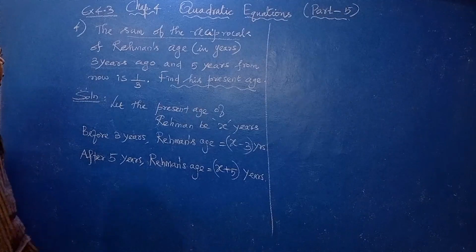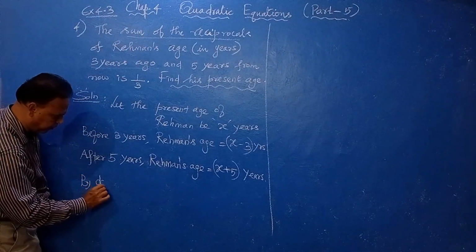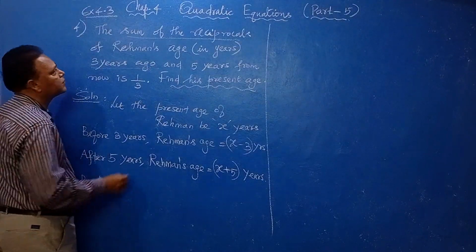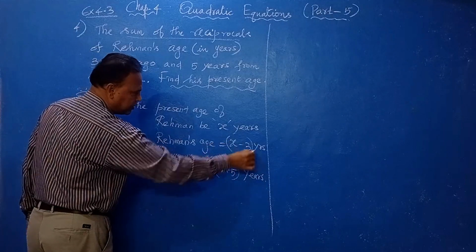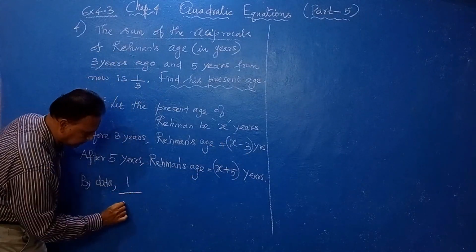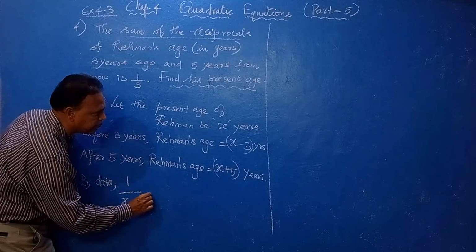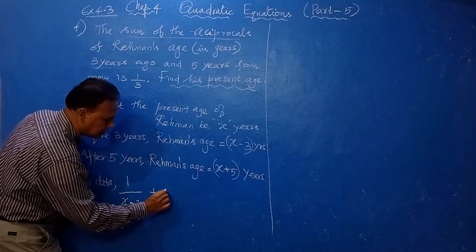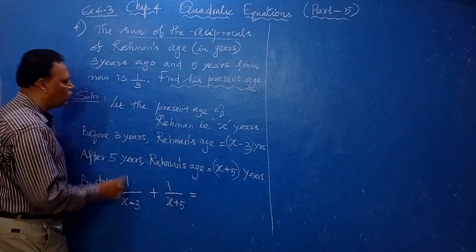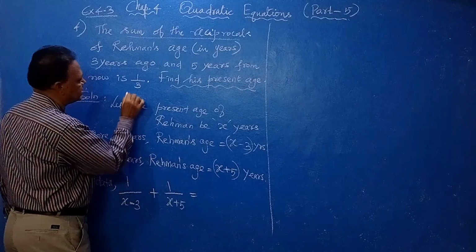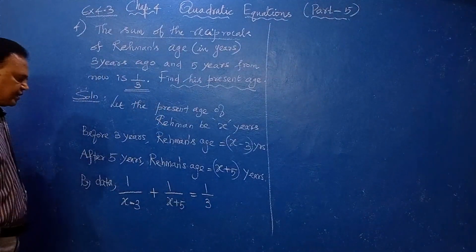Now come to the question. According to the data, the sum of the reciprocals: 1 by x minus 3 plus 1 by x plus 5 is equal to 1 by 3. The sum is given as 1 by 3.